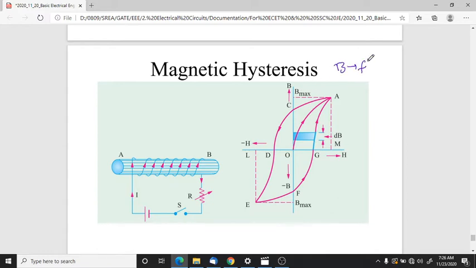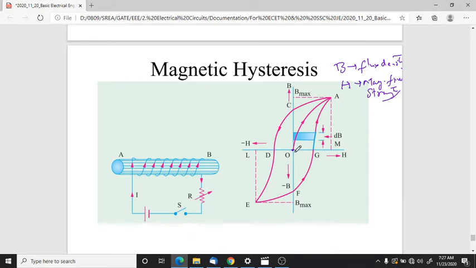What is B? Flux density, the density of the flux. What is H? Magnetic field strength. Now we will see the curve, which is like this. Suppose this is the 0 point where magnetic field strength and magnetic flux density are both 0.